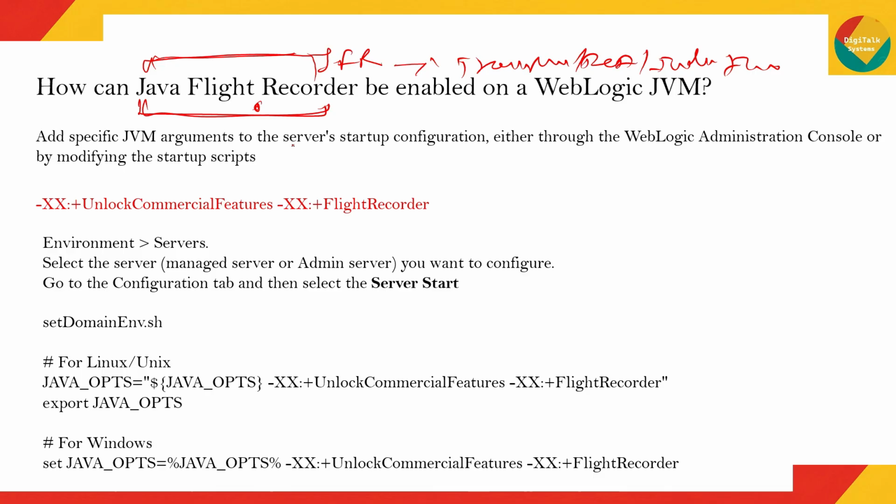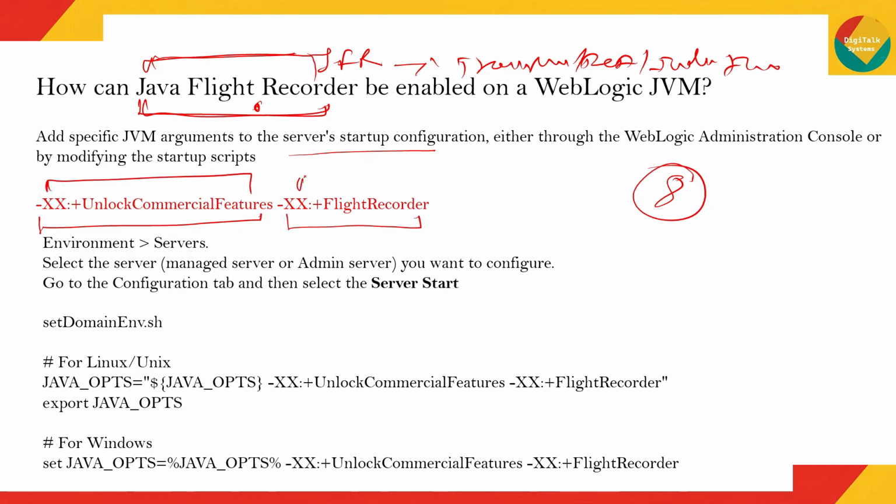This JFR recording you need to enable explicitly till Java 8. These are the two arguments: unlock commercial features and flight recorder. These are the two options that you need to enable in your JVM arguments, and in the same order. First this one, second this one. If you change the order, this will not work. So you have to first specify unlock commercial features and then the other one. Once this is done, you can initiate the JFR recording.